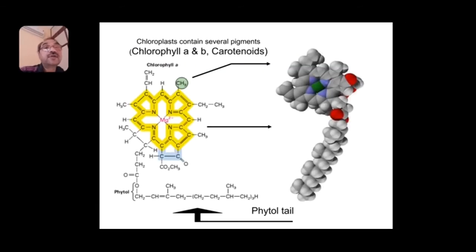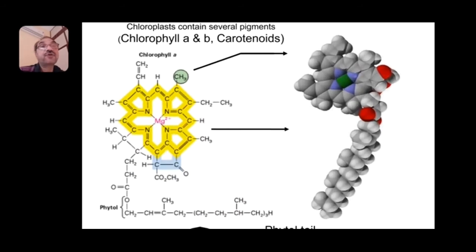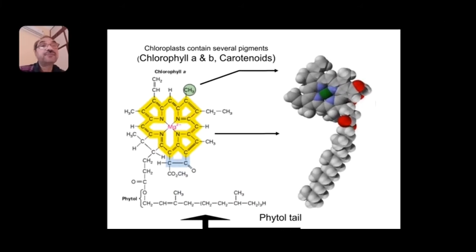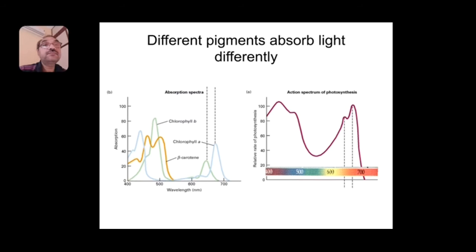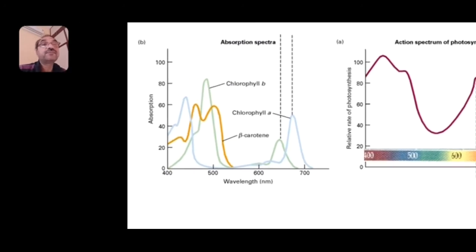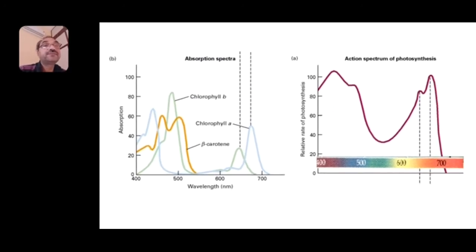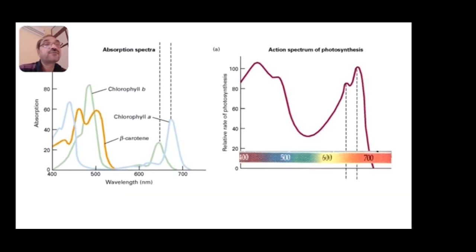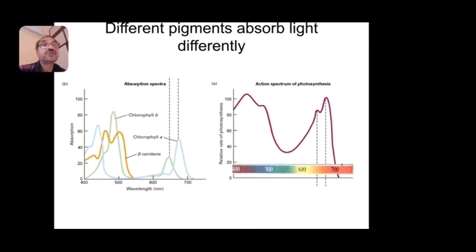Here is the structure of chlorophyll A and B. Chlorophyll contains a phytol tail and a porphyrin head with 4 nitrogens. In the center is a magnesium ion. These pigments absorb light at different wavelengths. This is the absorption spectrum of chlorophyll A, B, and beta carotene, and this is the action spectrum of these photosynthetic pigments.